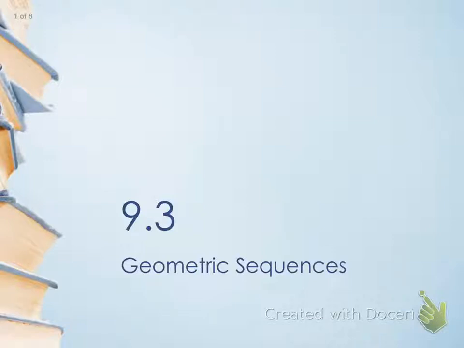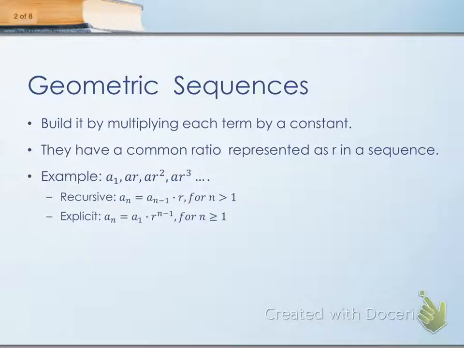Okay, in this video we're going to be doing geometric sequences. So this time, instead of adding and subtracting to get from one term to the next, we're actually going to be multiplying. They're going to have a common ratio, so multiplication or division to get from one term to the next, and we're going to use r's because it's a ratio, a division, a multiplication of a fraction. So we have our recursive and explicit.